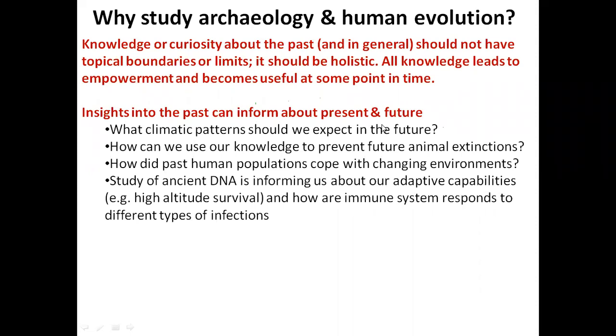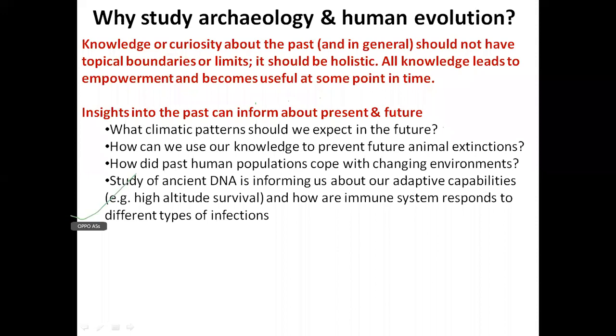How can we use our knowledge to prevent future animal extinctions? If you were responsible for extinctions, how can we use that information to preserve fauna in the future? Even today, many species are becoming extinct. Maybe in the next 10 years, some species, such as gorillas, for example, might become extinct. Elephants might become extinct. We don't know. The only animals we have left are the ones in zoos.